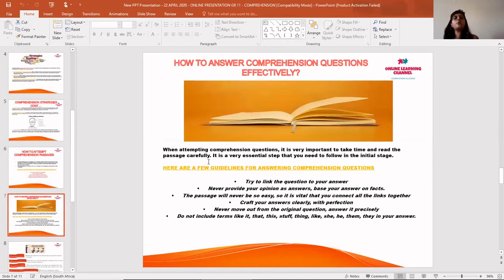How to answer comprehension questions effectively? When attempting comprehension questions, it is very important to take time and read the passage carefully. It is a very essential step that you need to follow in the initial stage. Here are a few guidelines for answering comprehension questions. Try to link the question to your answers.